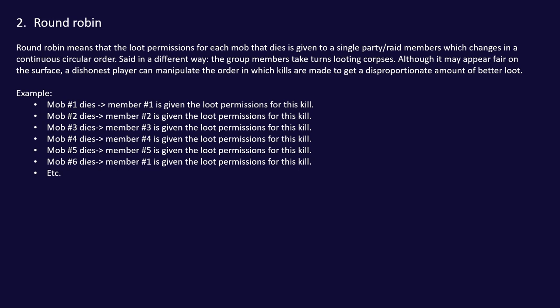So, for an example, with round robin, let's say you start from scratch with a new party, you have set up round robin as a loot system. So you kill the first mob, then member one in that group will get the loot permission and get all the loot for that. And then we kill another mob, then the second member will get it, and so on and so on. Let's say you have 5 members in the group. Once every member has gotten the loot from one kill, then it starts all over again. So from mob number 6, it's back to member number 1. And then it just continues going in a circular order like that.